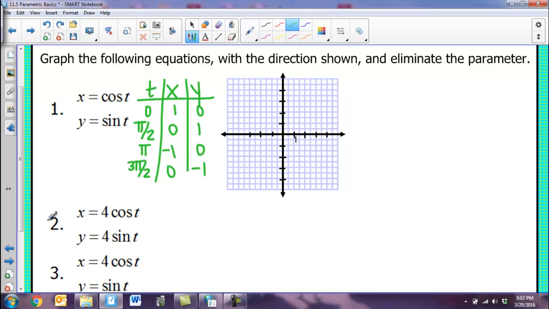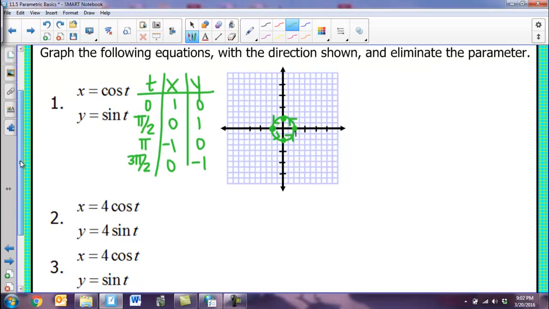So again, I'm going to plot these points on my coordinate grid, and I'm going to start at 1, 0, 0, 1, -1, 0, and 0, -1. So I've made a little circle, and again, to show the direction, I'm just going to draw little arrows that show I started and I went around in a counterclockwise motion. So this is just a circle with a radius of 1.